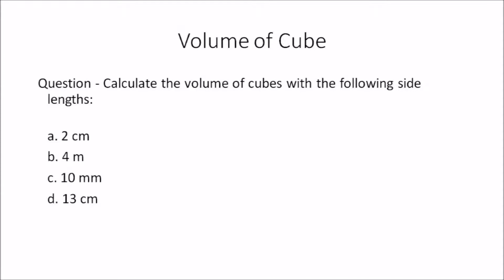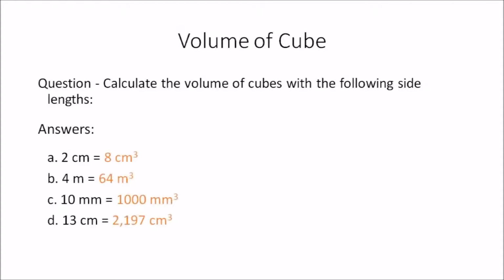Now here is a list of volume calculations that you can do just to test your knowledge and what you have learned so far. So the question is: calculate the volume of cubes with the following side lengths: A, 2 centimeters; B, 4 meters; C, 10 millimeters; and D, 13 centimeters. Now you can take your time and use the formula discussed earlier. Volume is equal to S times S times S in order to calculate.